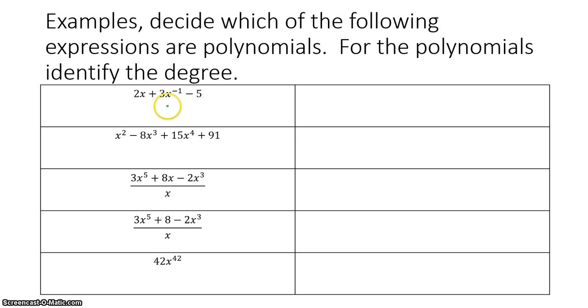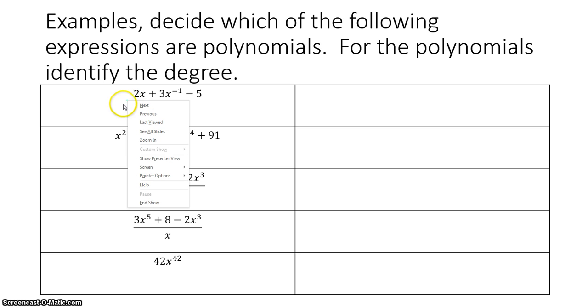Instructions first. We want to decide which of the following expressions are polynomials. For the ones that are polynomials, we want to know the degree. So, first example, 2x plus 3 times x to the minus 1 minus 5. Is this a polynomial? Well, this is a sum of terms, so it's a candidate for a polynomial.